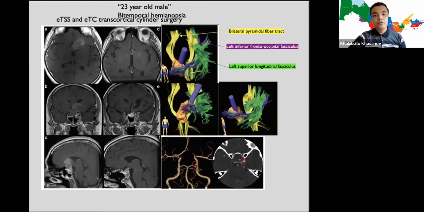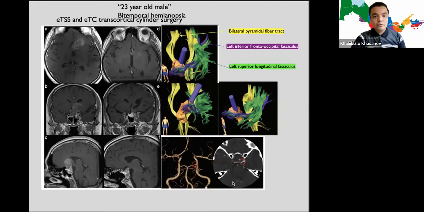perform a combined approach. Preoperative DTI studies, for example, help us to avoid subcortical fiber tracts, such as the bilateral pyramidal tracts, the left inferior fronto-occipital fasciculus, and the left superior longitudinal fasciculus. So we avoid these, and we determine a guidance and a surgical corridor for the transcranial surgery.